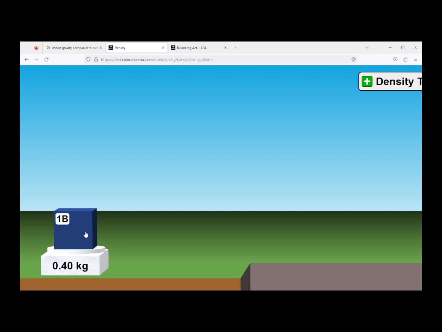If you go into deep space, this object will have 0 weight. There is no force of gravity on it, yet it would still weigh 0.4 kilograms. So how can we understand what this scale is doing? Let's take a closer look.